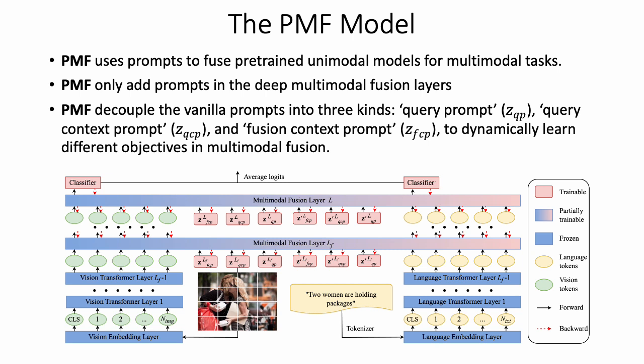In the backward propagation, only multimodal fusion layers take part in the calculation of gradients, greatly saving memory usage during training. All pre-trained parameters in both transformers are frozen during the training.